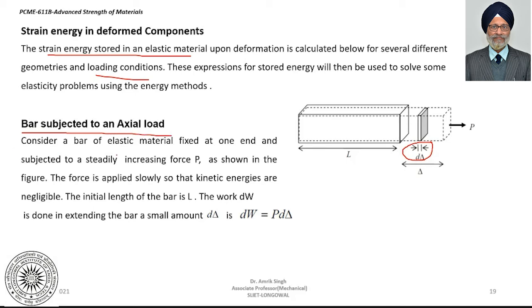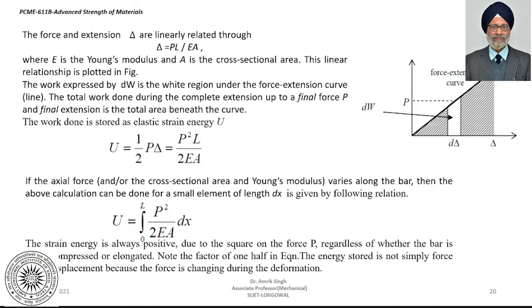Consider a bar of elastic material fixed at one end and subjected to a steadily increasing force P, as shown. The force is applied slowly, and kinetic energies are negligible. The initial length of the bar is L. The work done dW in extending the bar by a small amount is given by dW equals P times d delta. So force and extension delta are linearly related.